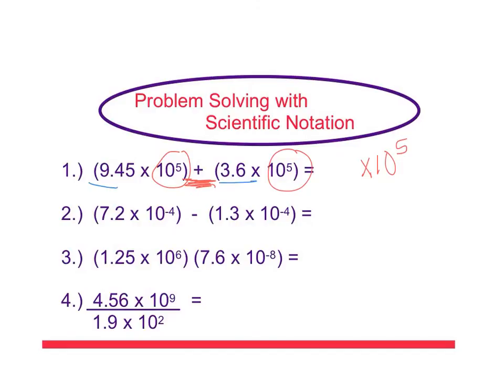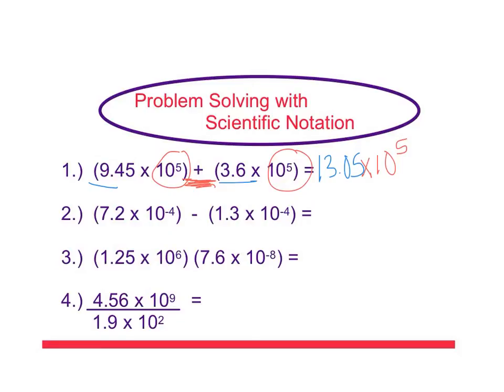We grab our calculator and add 9.45 plus 3.6, and we get an answer of 13.05. So right now our answer is 13.05 times 10 to the 5th power. Now let's consider that answer. Is that written in scientific notation? No, 13 is too large, so we're going to have to go one more step.